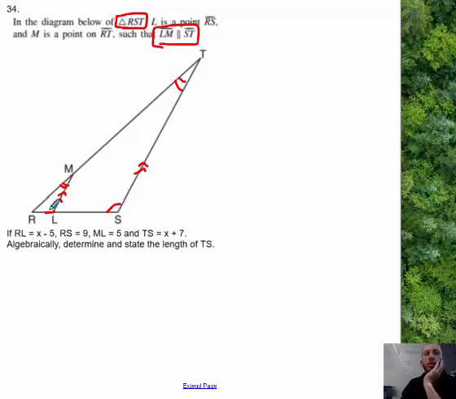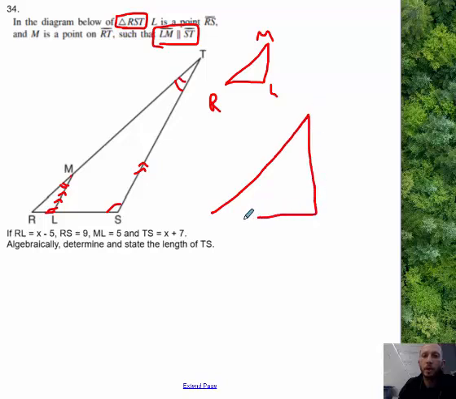So I know that this is a triangle similarity problem, which means before I do anything else, I'm just going to draw these triangles separately. I've got triangle RML, and I got the big triangle that I got the clue about in the problem, which is triangle RST.